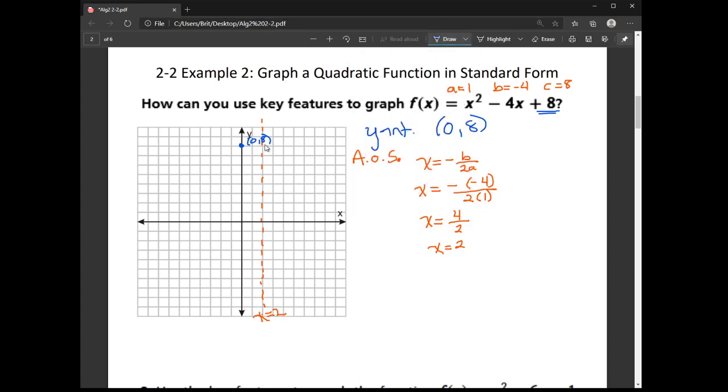Now while we're at it, we know that that axis of symmetry is equidistant from this point and its mirrored point. So since I know that the axis of symmetry is 2 blocks away from this point, I can go 2 blocks to the right to 4, 8, and that gives me another point on my parabola for me to reference.